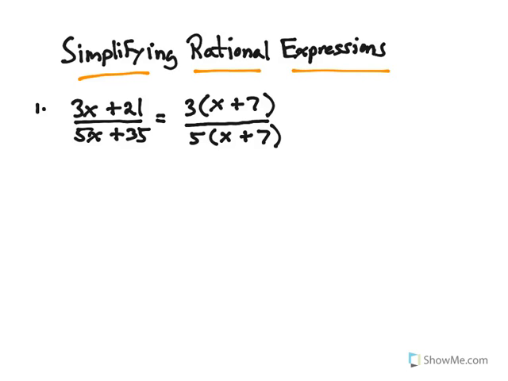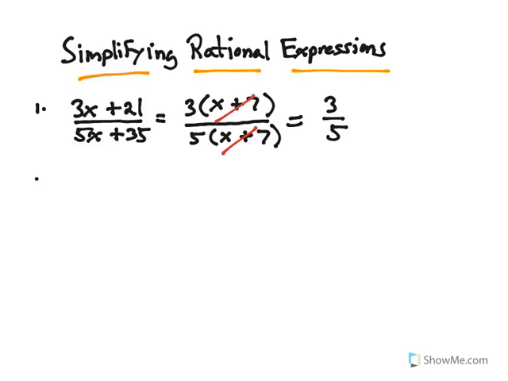And now, once you factor both expressions, then we want to look for terms that cancel, that are alike in both the numerator and denominator. And you can clearly see that the x plus 7s will in fact cancel, so you're just left with 3 over 5. All right, and that would be the answer for that.